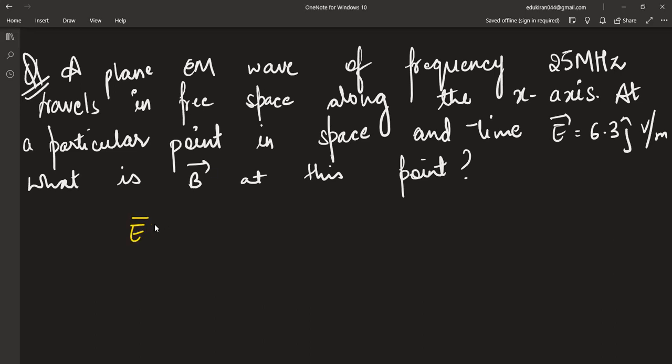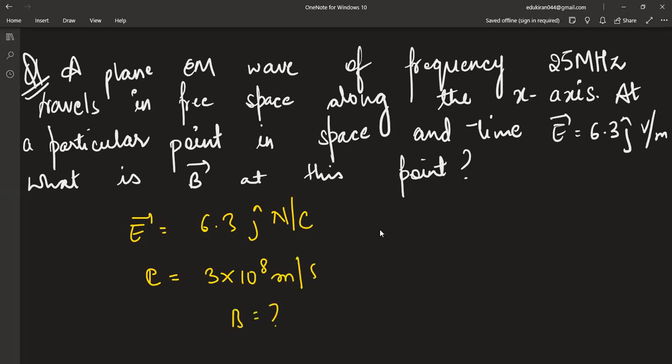In the last class only, I told you a formula. If this is 6.3 j cap in Newton per Coulomb. Why j cap? Because it is given in the question. Why 6.3? This entire data is mentioned in the question. When we are talking about the speed of light, it is 3 into 10 to the power 8 meter per second.